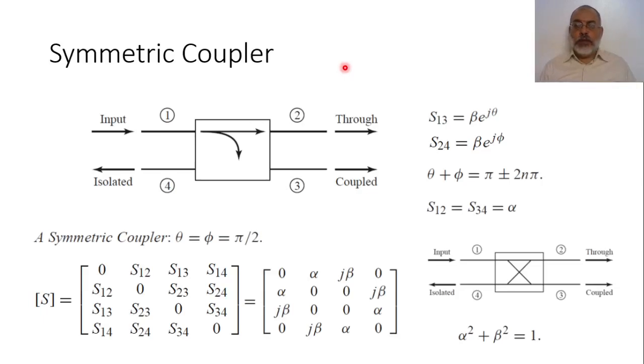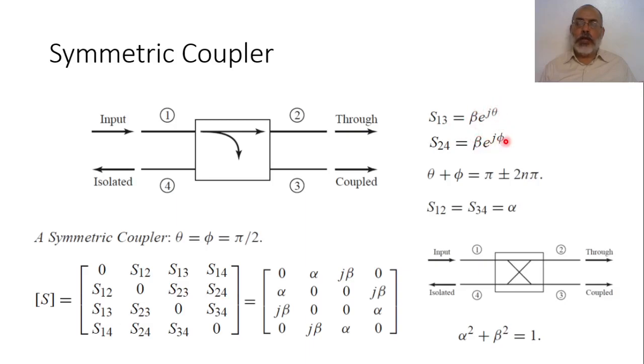In the previous video, we have seen the basic theory of the four-port directional coupler, and we said that in the case of a matched, reciprocal and symmetric directional coupler, S11, S22, S33, S44 are 0, and we obtain that S14 equals 0, S23 equals 0, and also we obtain that S13 has a magnitude equal to S24.